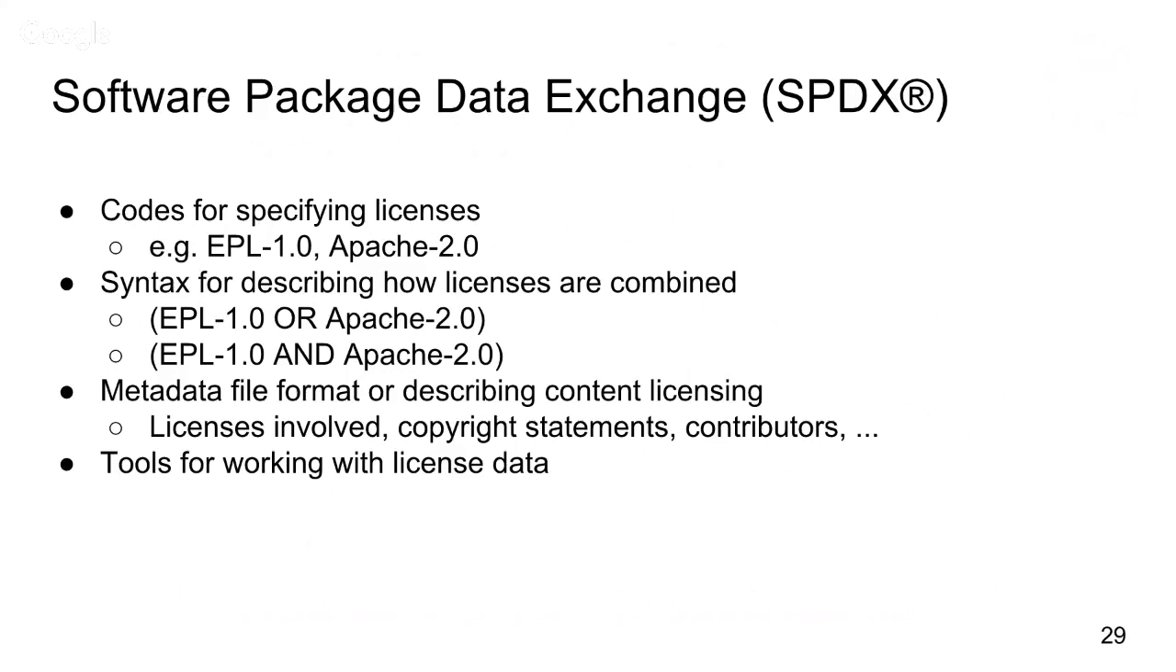The other, equally interesting part is that there is a syntax for describing how licenses are combined. So projects that are dual licensed, for example, will use disjunction, an inclusive disjunction, EPL or Apache 2.0, for example. Conjunction, as shown in my second example there, means that both licenses must be accepted. So either a consumer can pick one license or another license, or they must accept one license and another license.